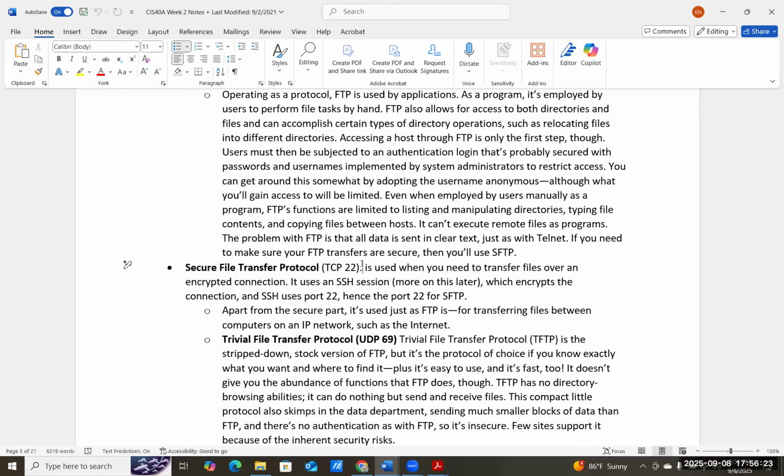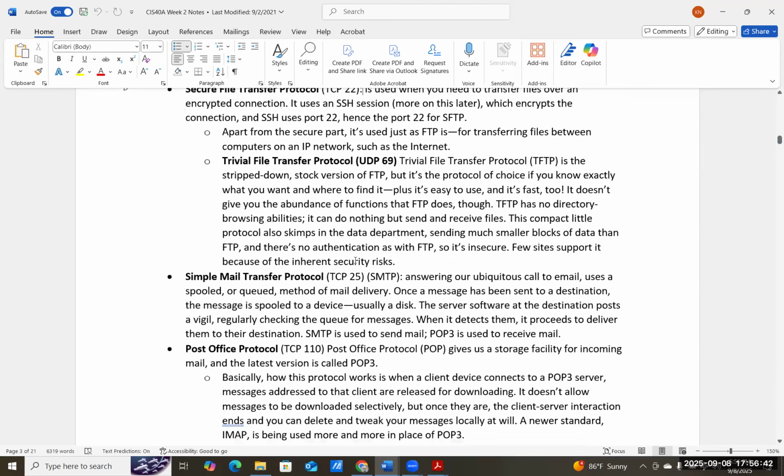So we also use SSH to connect our system to a switch or a router for configuration. So you should use SSH instead of Telnet because it is using encryption. So it's better. Okay. And Telnet is not a secure service.